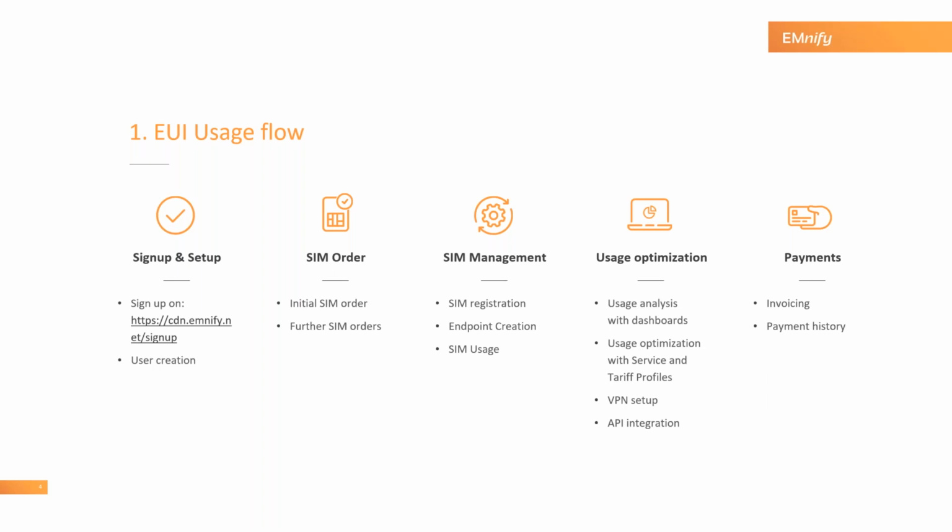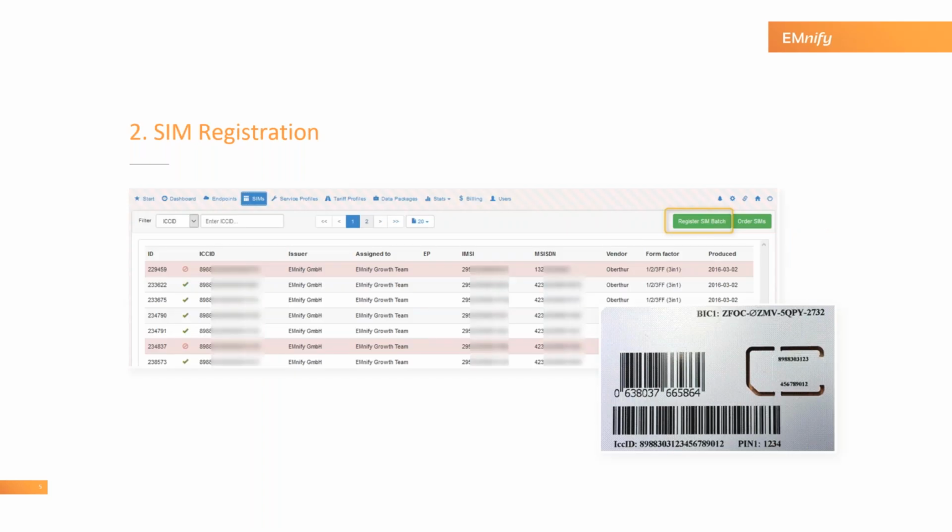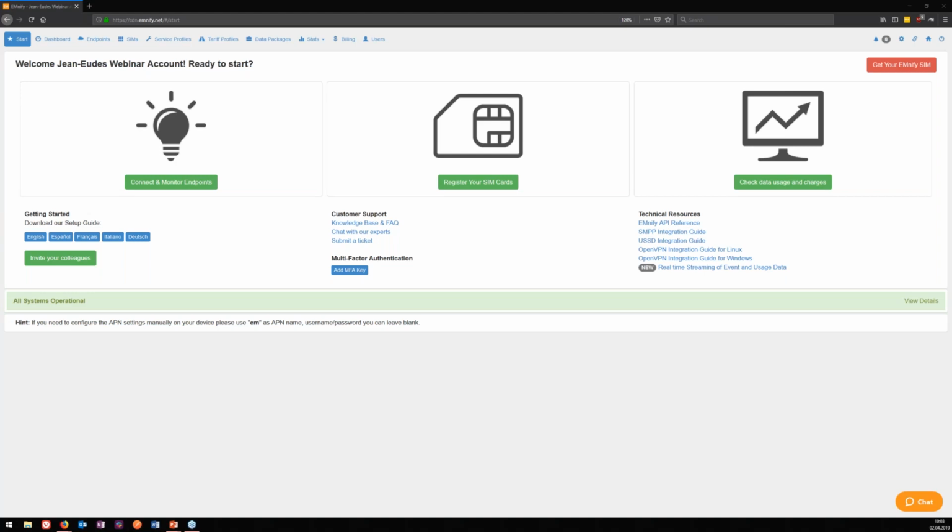So regarding the SIM registration, it is quite easy. On the SIM card, you have what we call a batch identification code, which is a 16-digit code. You will have to enter this in the EUI in order to assign this SIM, which is in our database, to your specific account. Let's take a look at it on the EUI.